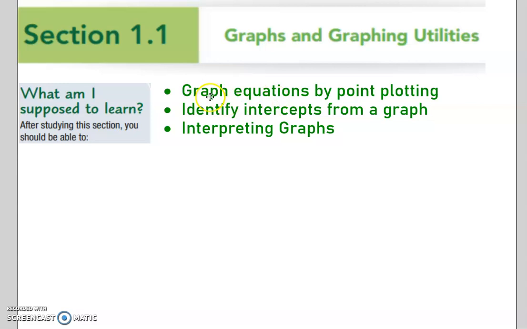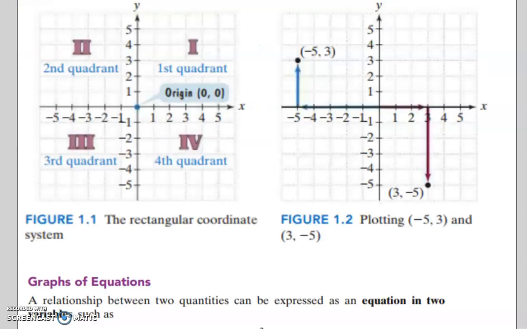We're going to graph equations by point plotting. We are going to identify intercepts from a graph. And then we're also going to interpret graphs and their meanings and values in terms of a word problem, okay? So let's get started. Our first slide here just talks about some basic review things.